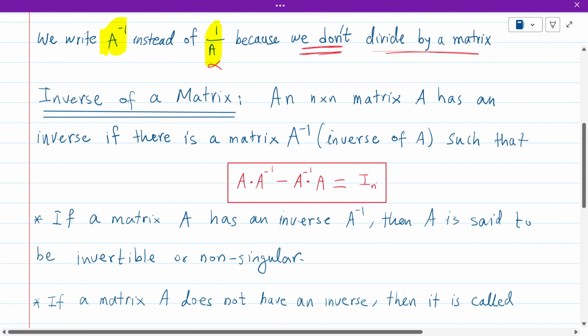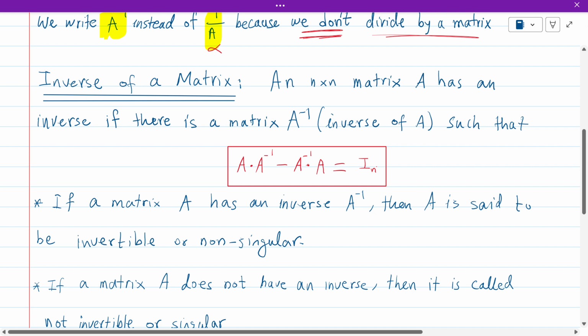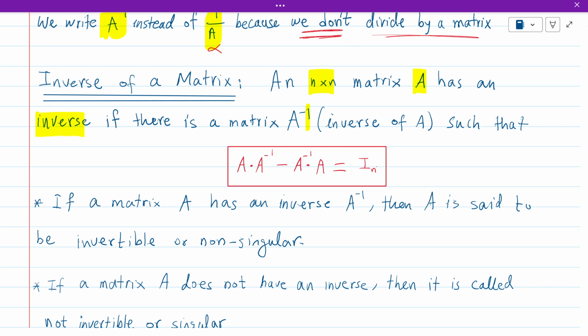So what is the inverse of a matrix? Assume you have an n by n matrix A. The inverse is a matrix A inverse, that's how we write it, and we read it as the inverse of A, such that if you multiply A with A inverse, or you multiply A inverse with A, in either multiplication you should get the identity matrix. Then A inverse is the actual inverse of the matrix A.